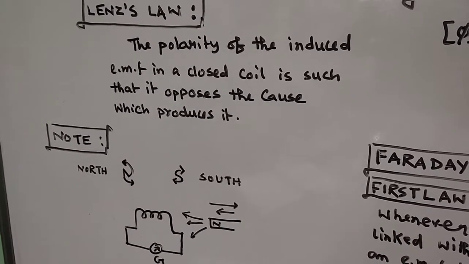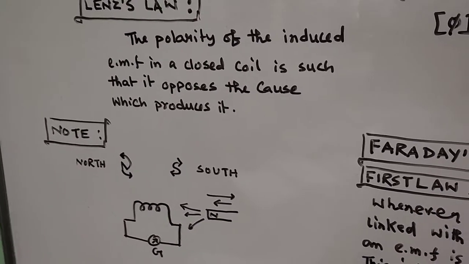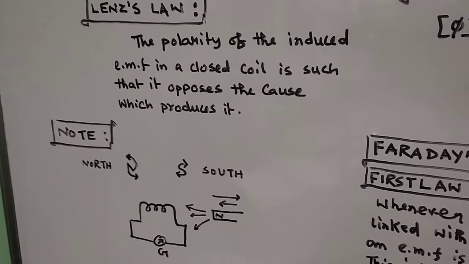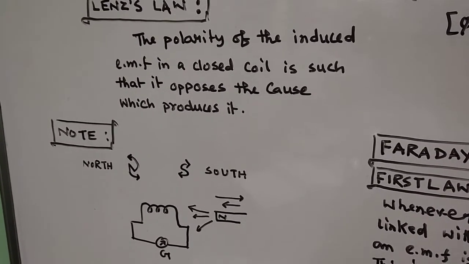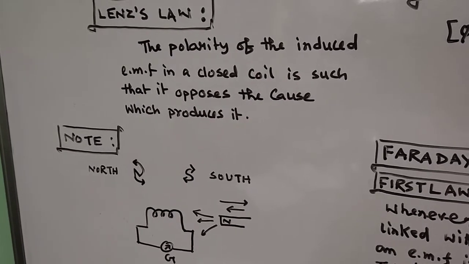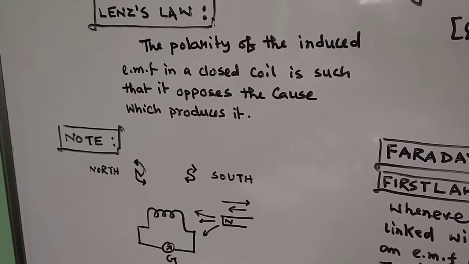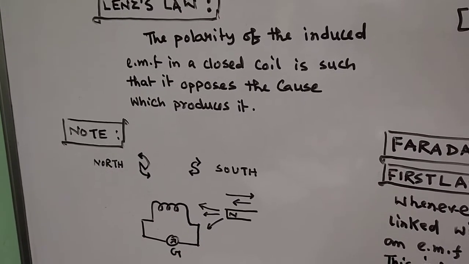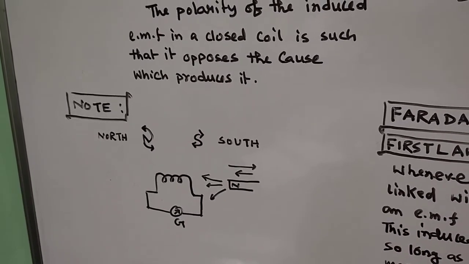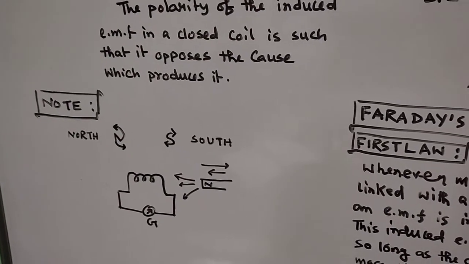Now if you want to maintain the induced EMF or induced current, what do you have to do? You have to do work against the force of repulsion as well as the force of attraction. You have to spend a certain amount of energy against this repulsive and attractive force to maintain the induced current or induced EMF. Now as per the conservation of energy, the energy which you are using to maintain the variation gets converted into electric energy. So sometimes in the exam it is asked how Lenz's law explains the conservation of energy. So please go through it.